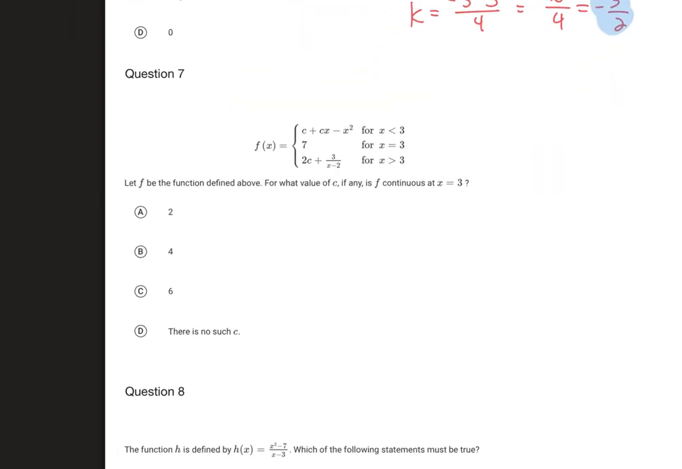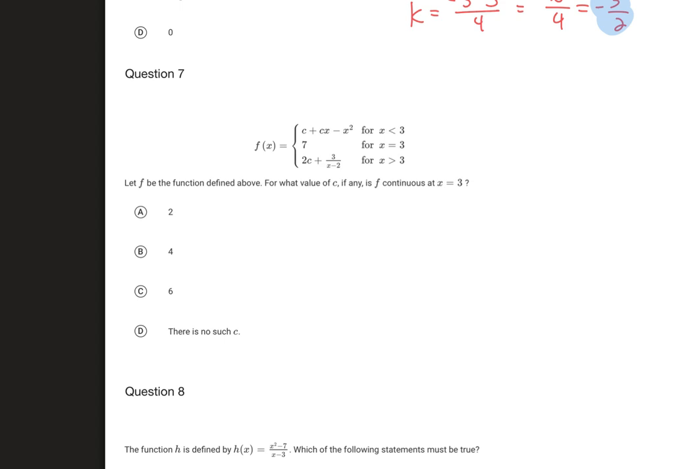Okay, so another one of these. Let f be a function defined above. For what value of c, if any, is f continuous at x equals 3? Okay, the fact that D is an answer choice where there's no such c, that means we have to make sure that there is a hole first, by looking at when x is less than 3 and when x is greater than 3. Make sure that those two pieces meet from the left and right, or are able to meet for some value of c.